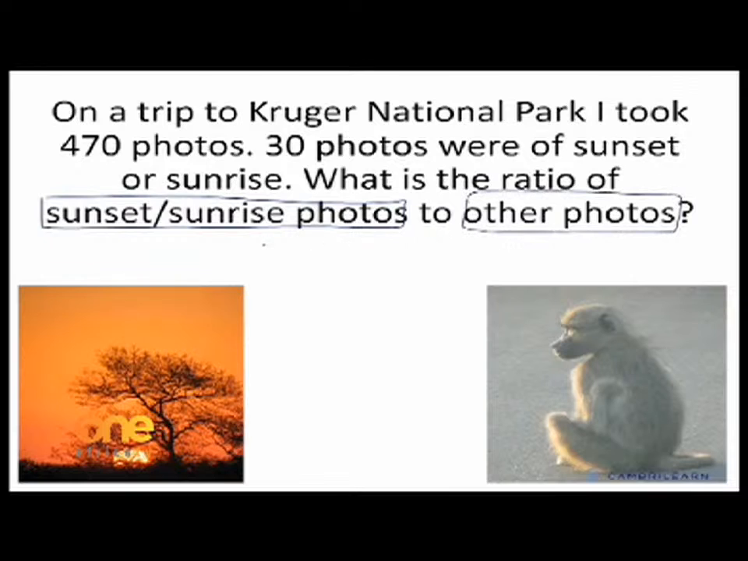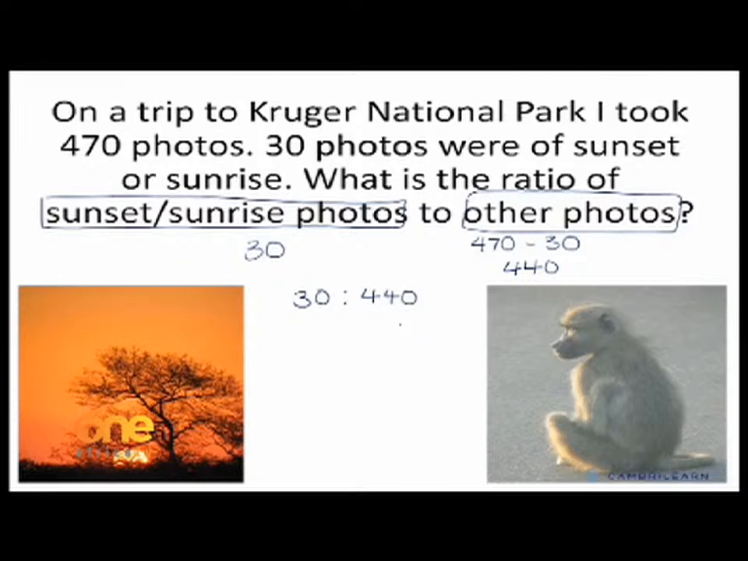So they tell us we have 30 that are sunset or sunrise photos. Other photos, well, we know that there's 470 total. So if we take out the sunset and sunrise ones, we're left with 440. So our ratio is therefore, we have 30 sunset sunrise to 440 other photos.